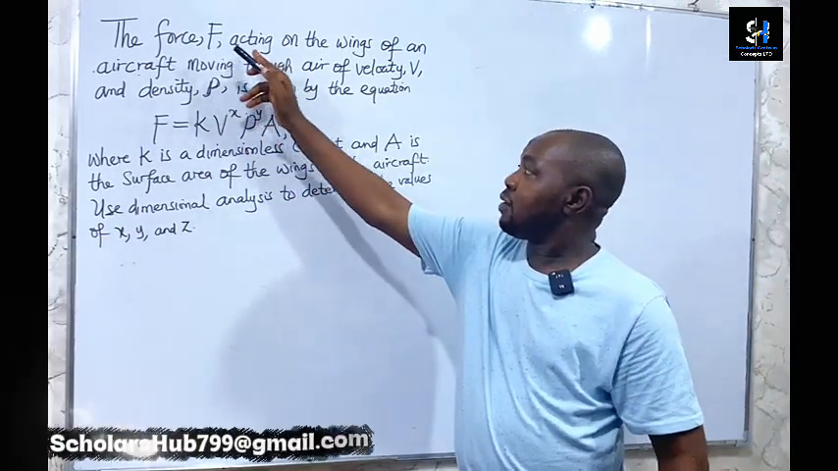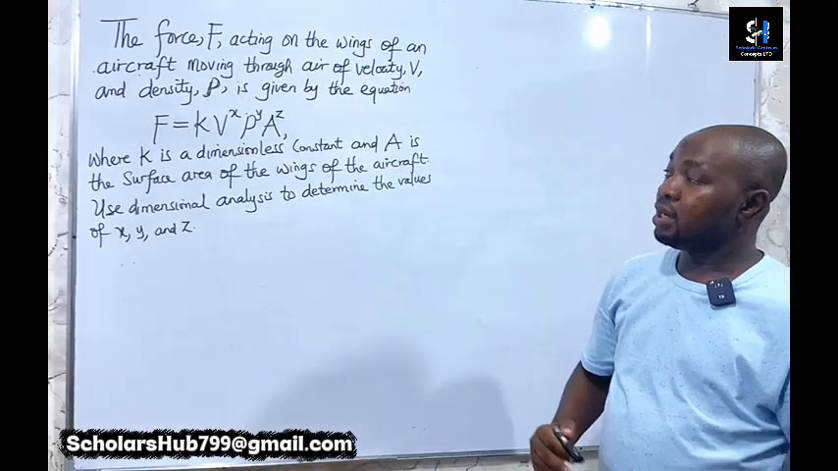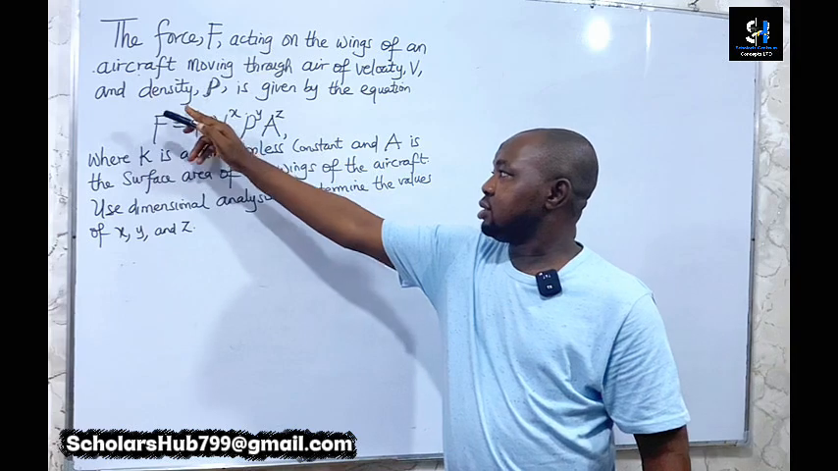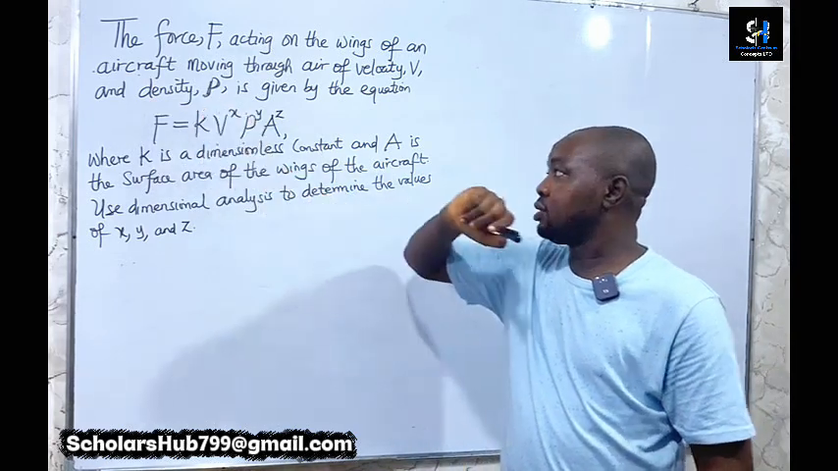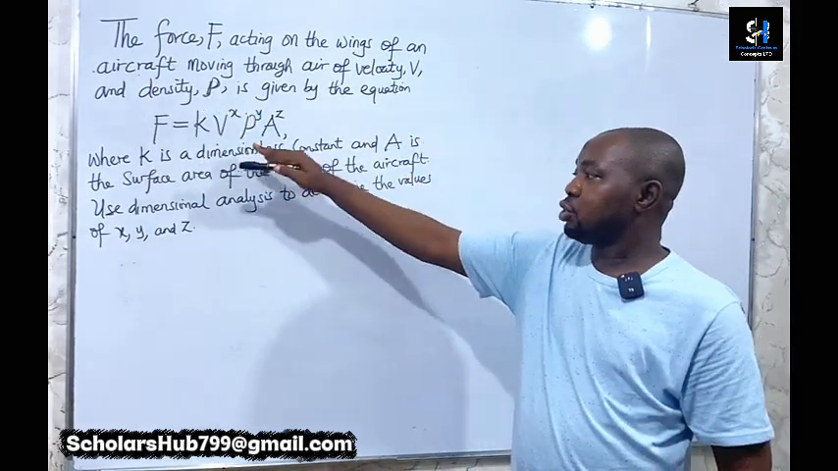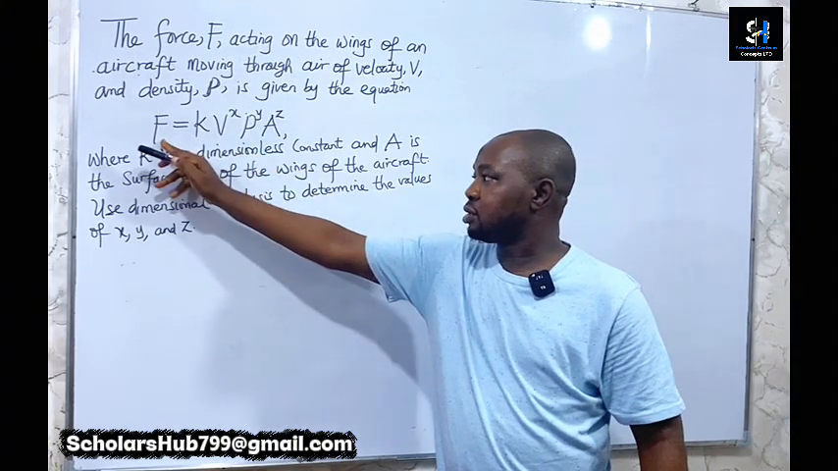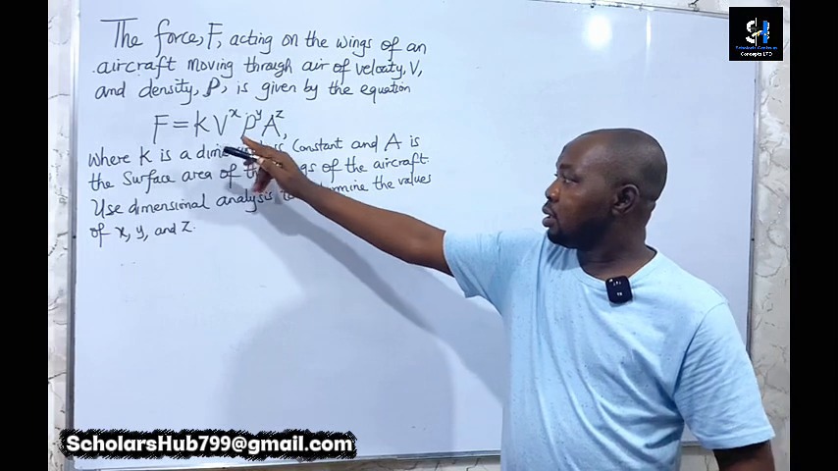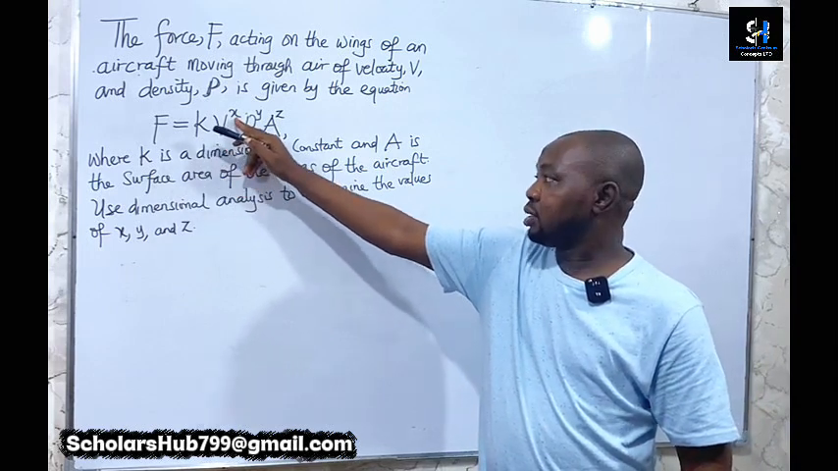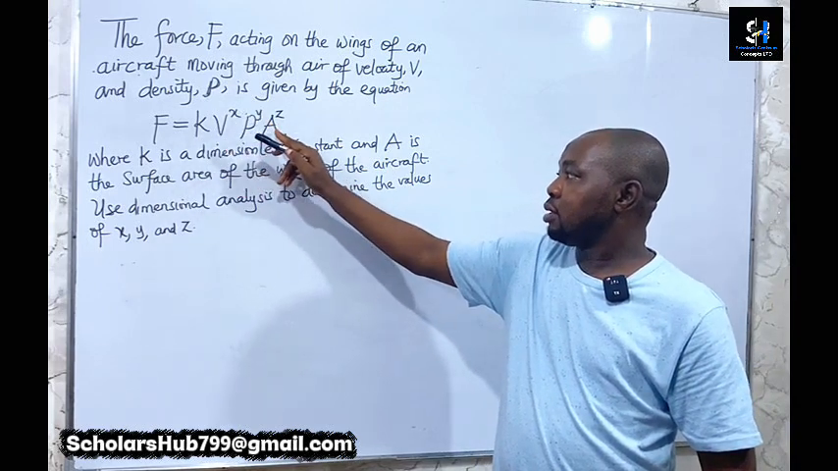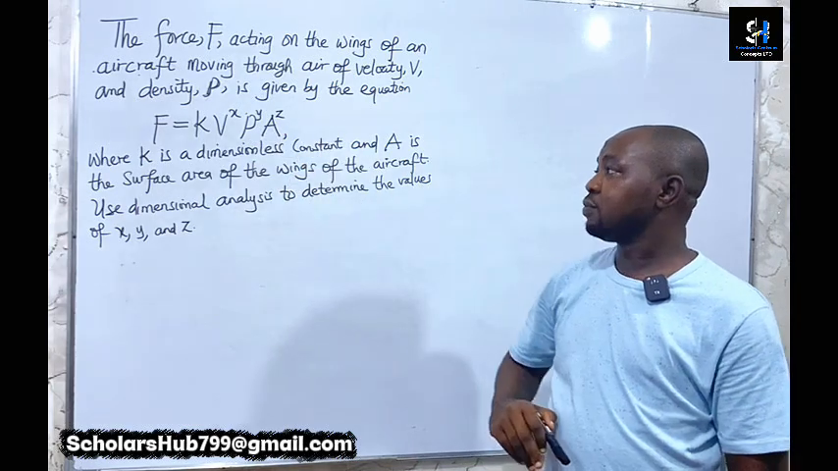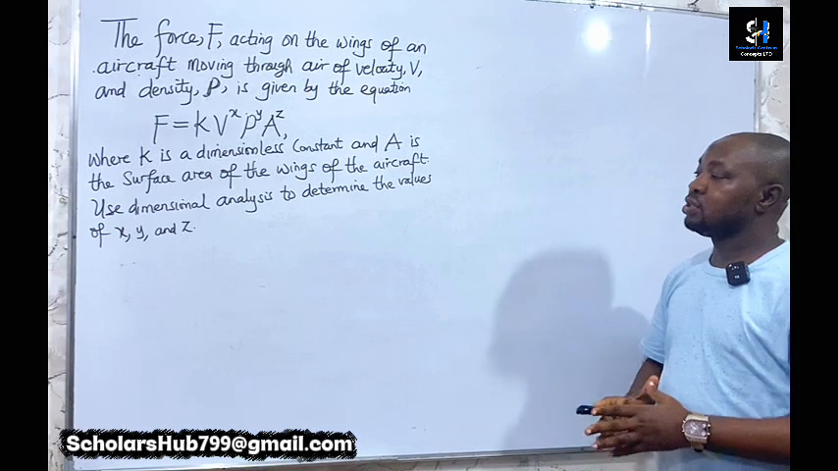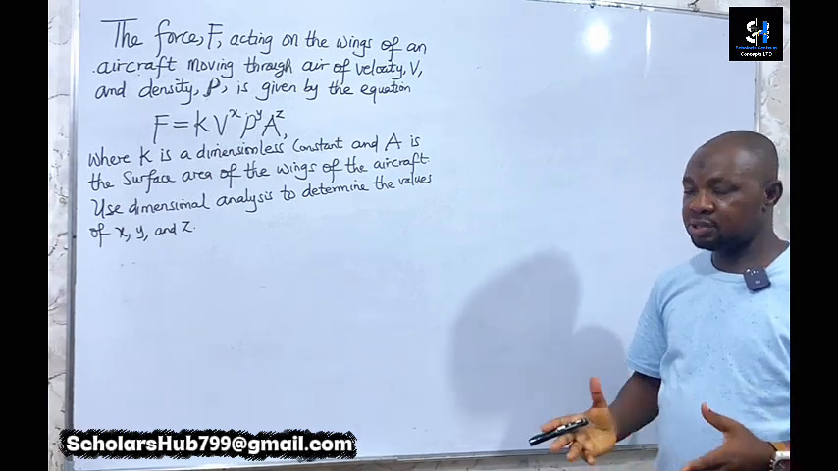The force F acting on the wings of an aircraft moving through air of velocity v and density rho (this is the symbol for density) is given by the equation. So we have F, this is force, K is a dimensionless constant, that's a pure number, then velocity raised to the x, density raised to the y, surface area raised to the z. Our task is to use dimensional analysis to determine the values of x, y, and z.